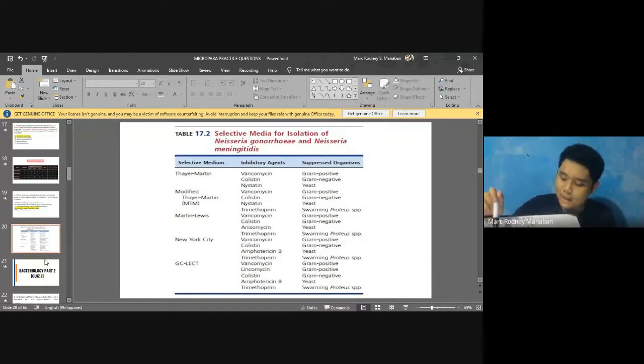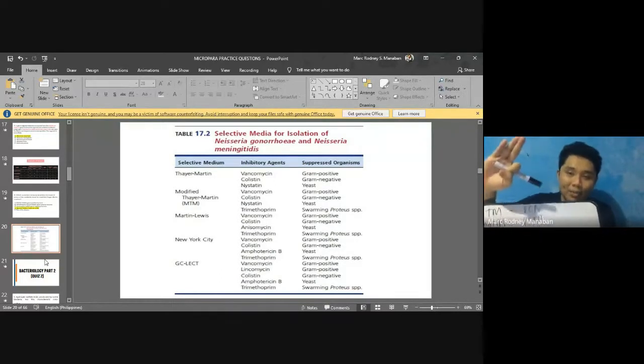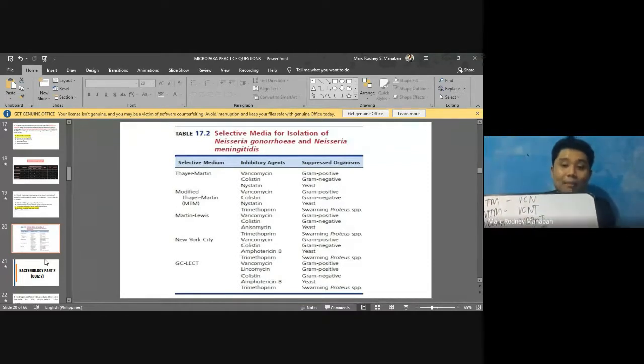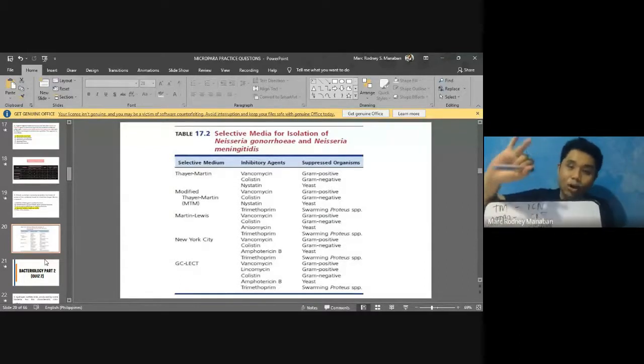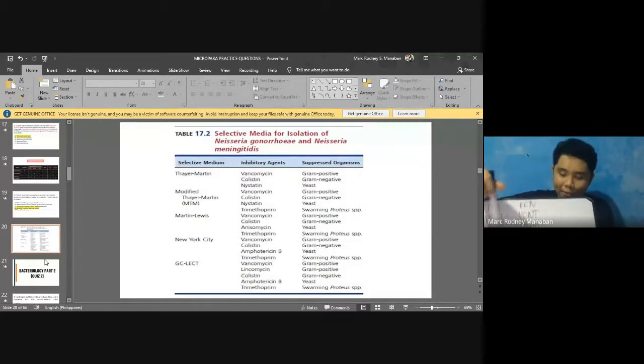Next, for modified Thayer-Martin, di-modify siya, additional na trimethoprim, VCNT na siya. Pag-abot sa imuhang Martin Lewis, nahimo na siyang anisomycin. Ang imuhang nystatin, gi-change niya to AN. So that's why it's called VCAT, AN. So vancomycin, colistin, AN, anisomycin, and letter T trimethoprim. NYC, ma-change siya, mahimo siyang VCAT, amphotericin B na: vancomycin, colistin, amphotericin B, and trimethoprim. Alright? And for GC-LECT, ni-adan na siya lincomycin.